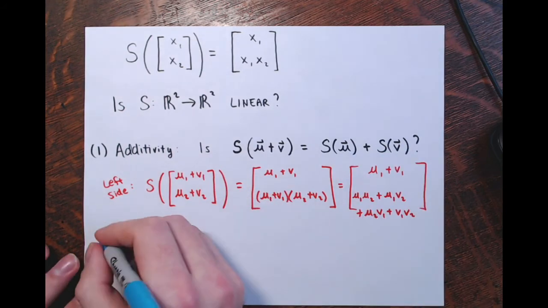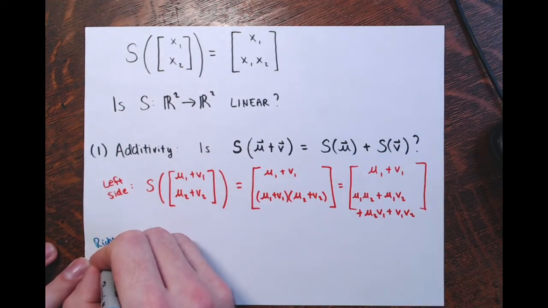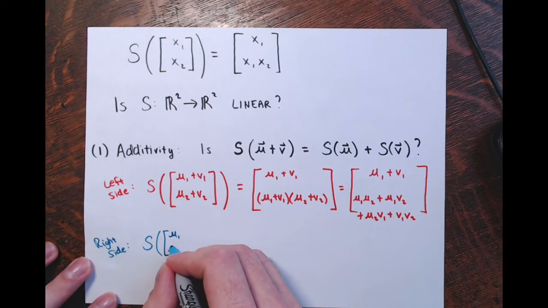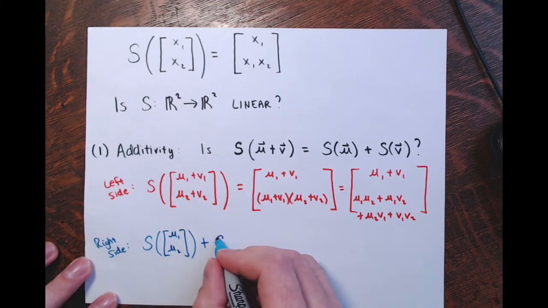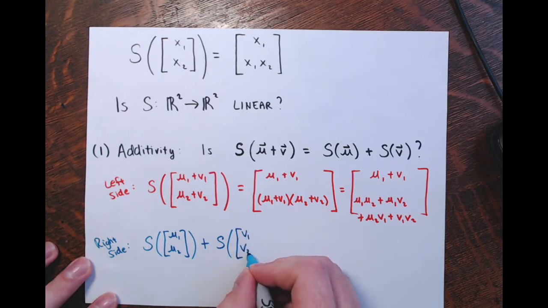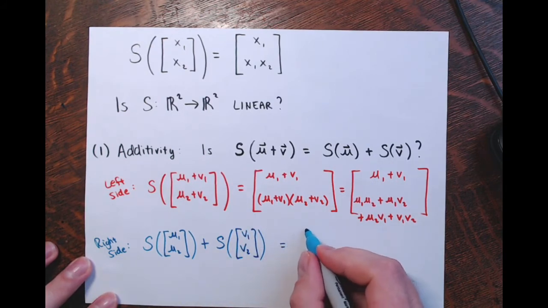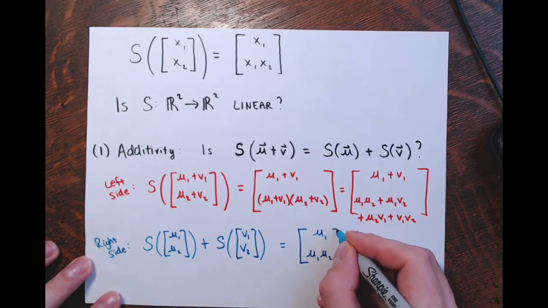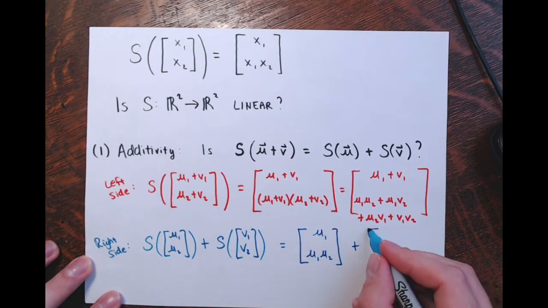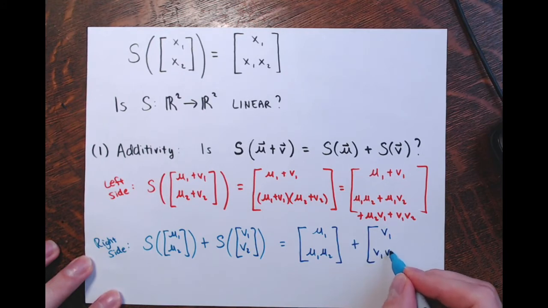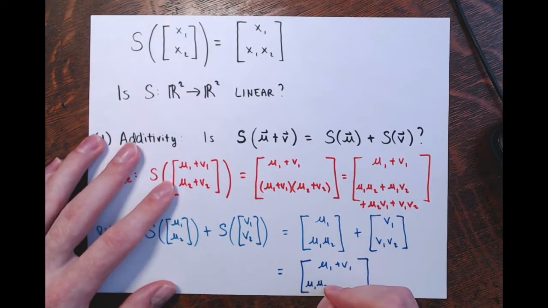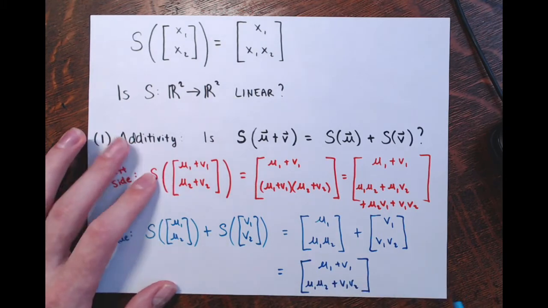Alright, well now let's look at the right side. S of u looks like this, S of u1, u2, plus, and then S of v, so v1, v2. Alright, if I apply the rule to u, I'm going to get u1, and then u1 times u2, plus, and then I apply the rule to v, get v1, and then v1 times v2. And then putting these together, I'm getting u1 plus v1 for the first component, and then u1 times u2 plus v1 times v2 for the second component.